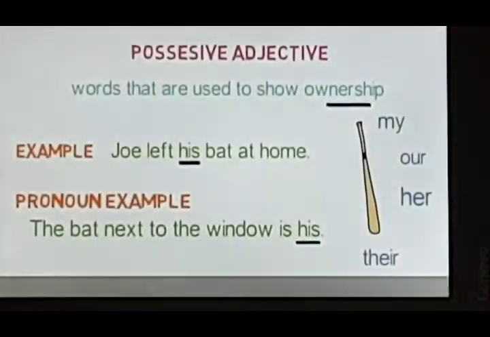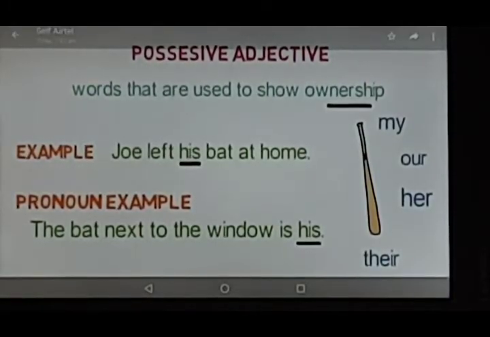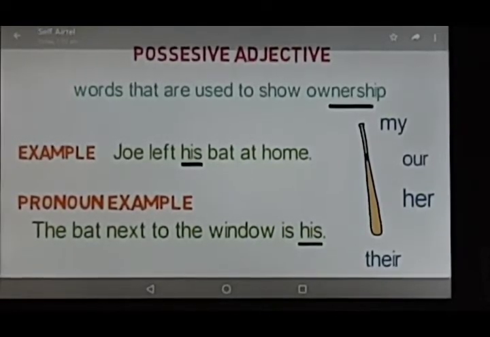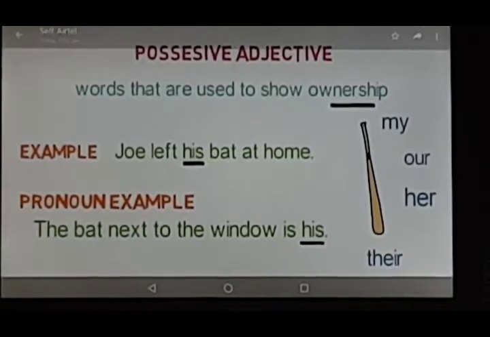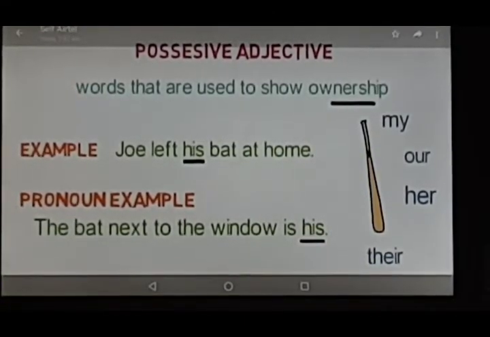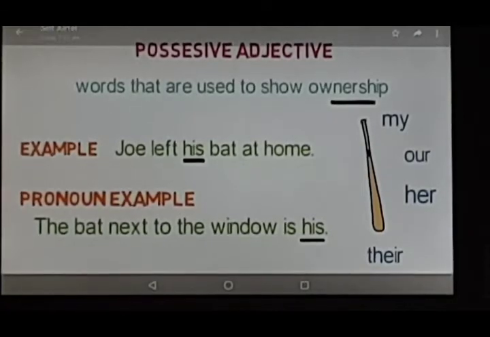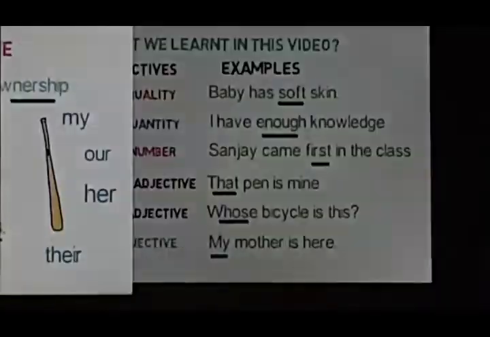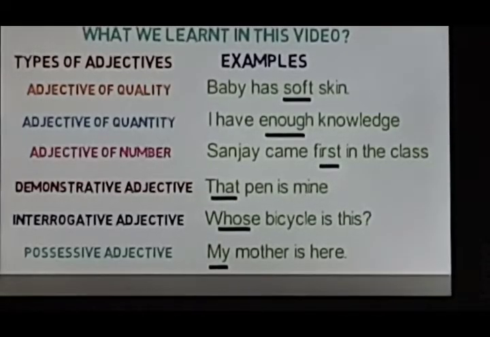Got it? So it is the same. If it is modifying a noun with which it is used, it is a possessive adjective. And if it is used after a verb, not before a verb but after a verb, and usually at the end of a sentence, then it is the possessive pronoun. So this was it. So what did we learn in this?